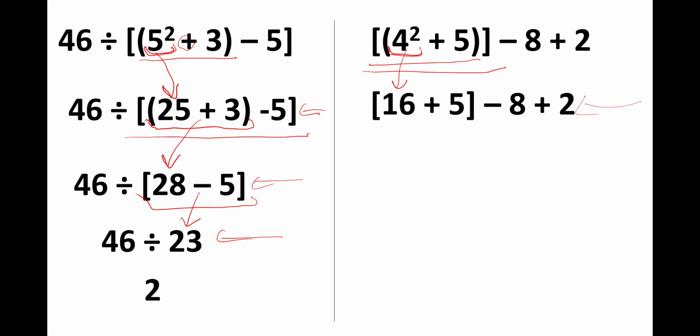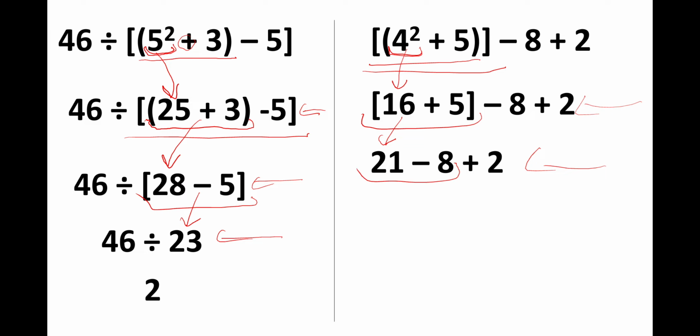In this step over here, I need to finish the brackets. Inside the brackets, I have one operation only. Add the 5 to the 16, which is a 21, and drop the minus 8 plus 2. In this step over here, I have subtraction and addition. Solve the one that comes first, which is 21 minus 8, and the answer would be a 13. Drop the plus and the 2, and in this step over here, one final operation, 13 plus 2, that's going to be a 15. That's all.